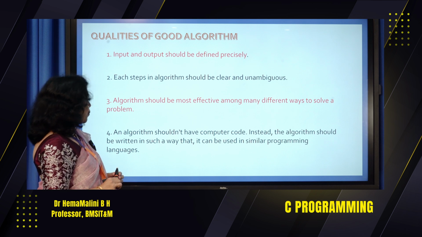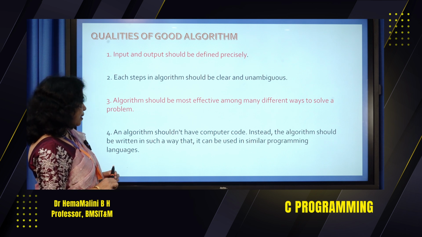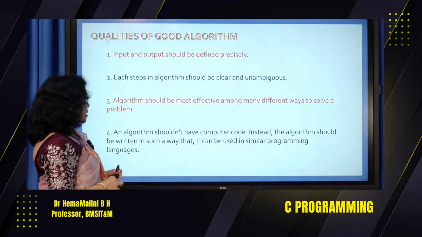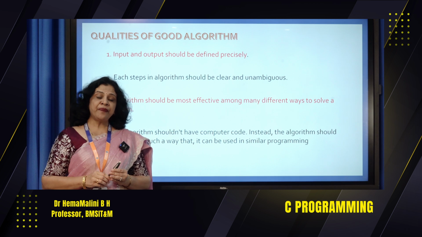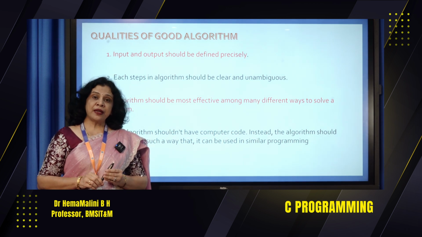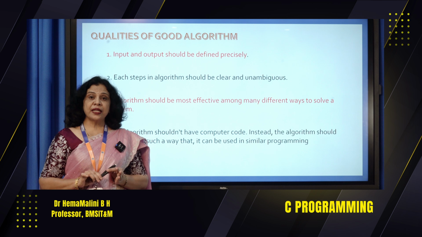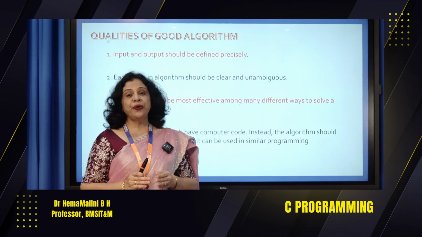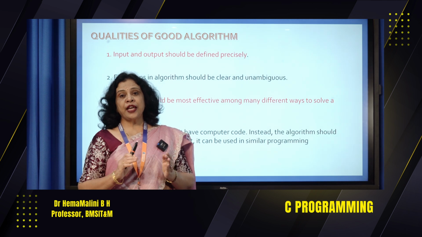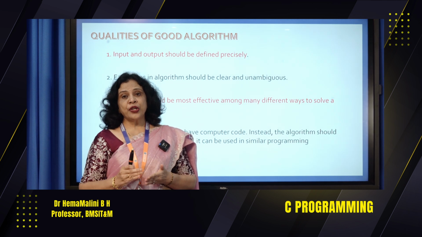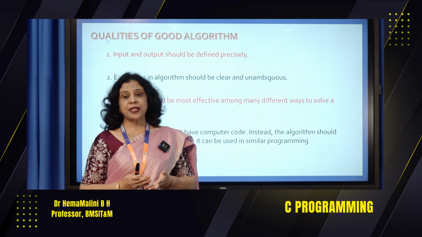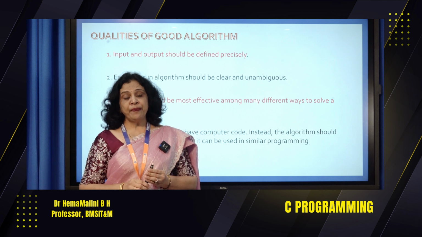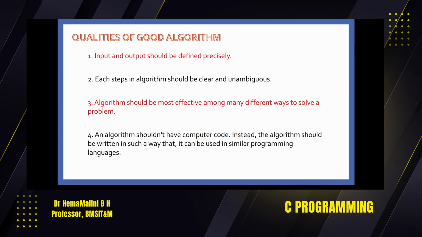Next, an algorithm shouldn't have computer code. Instead, the algorithm should be written in such a way that it can be used in similar programming languages. Meaning, an algorithm is programming language independent. It will be English-like statements. Once you write an algorithm, you should be able to port it to any programming language. Say you have written one algorithm, you can code it in either C or C++ or Python or any programming language. Meaning, the algorithm should be programming language independent.